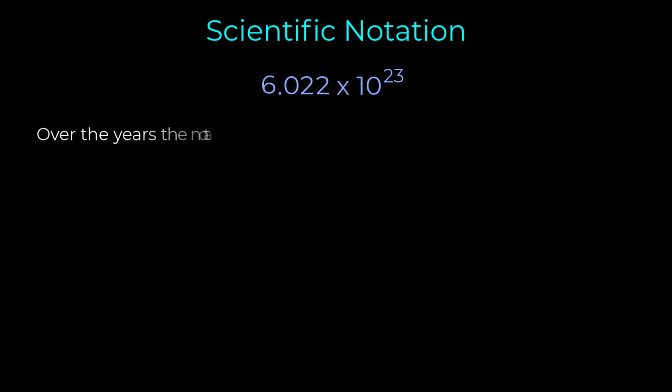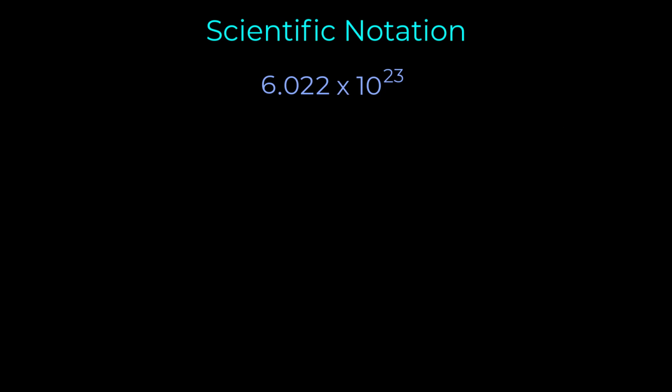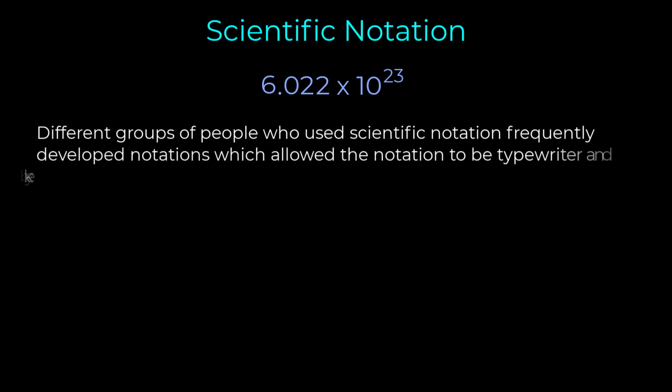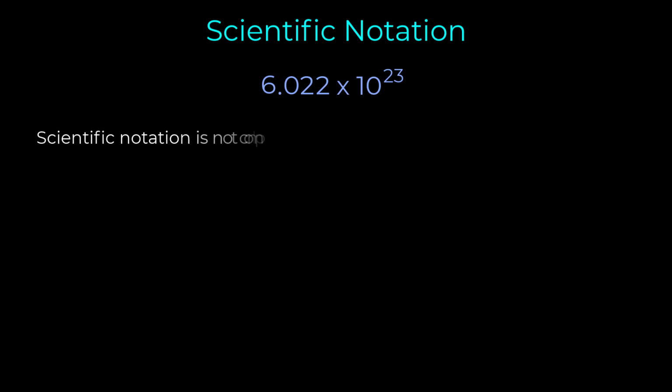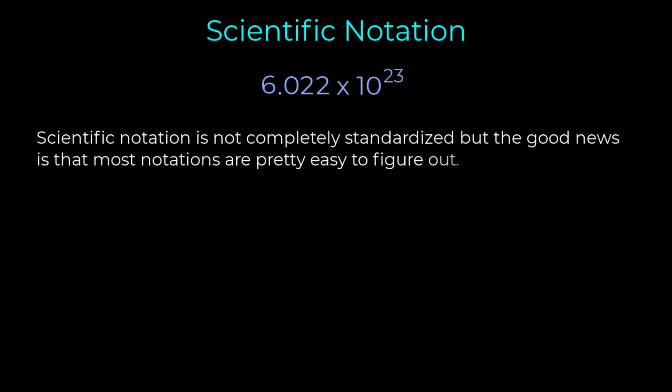Over the years, the notation we use for scientific notation has changed. When I was a young student typing out math papers using a manual typewriter, yes, I am that old, it was quite tedious to try to type the superscript exponent. Over time, different groups of people who used scientific notation frequently developed notations which allowed the notation to be typewriter and keyboard friendly. The bad news is that there are a few different notations out there. Scientific notation is not completely standardized. The good news is that they are all pretty easy to figure out.